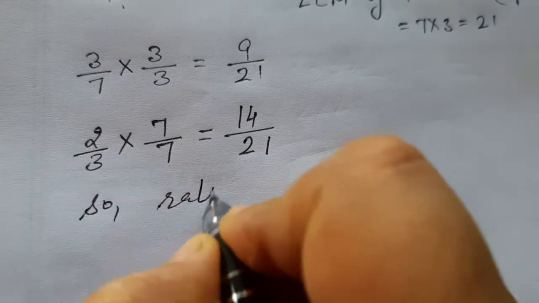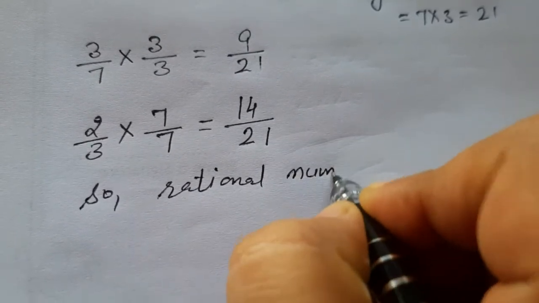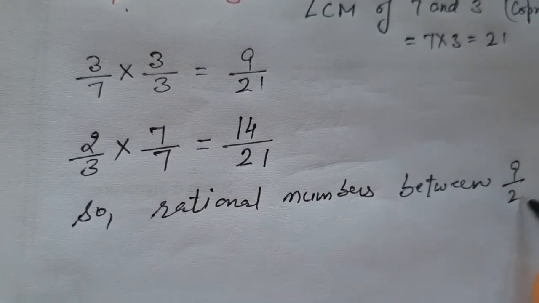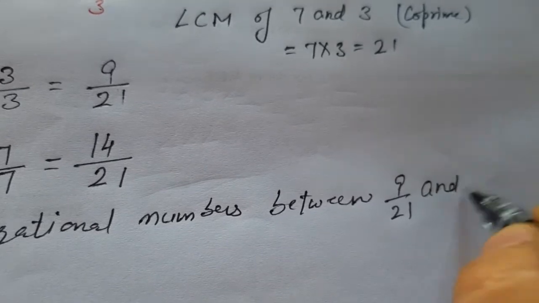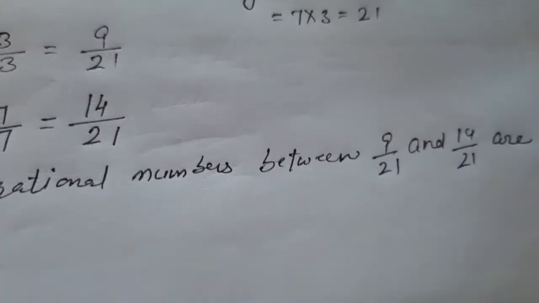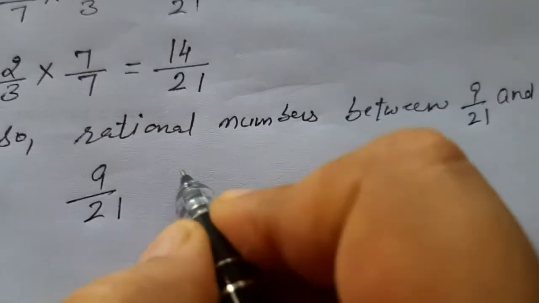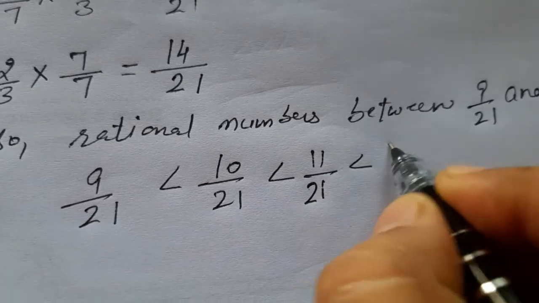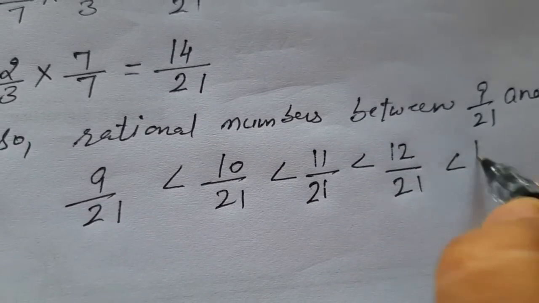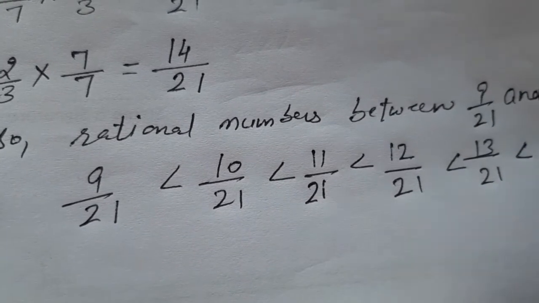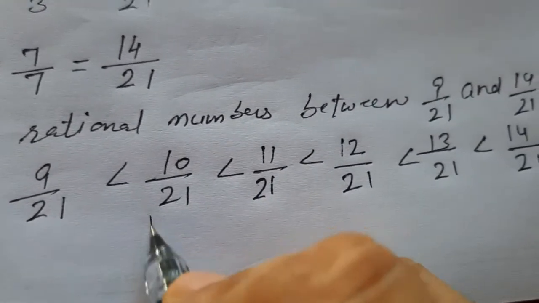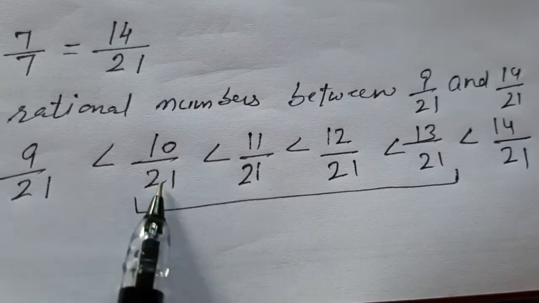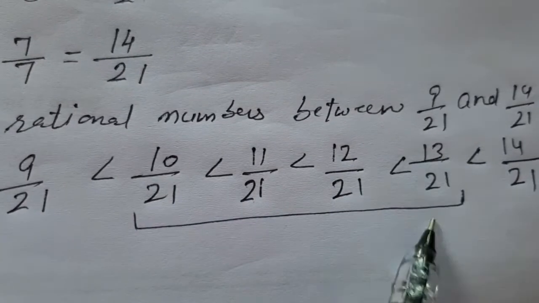So rational numbers between 9 by 21 and 14 by 21 are, what will be it? 9 by 21 less than 10 by 21 less than 11 by 21 less than 12 by 21, 13 by 21 less than 14 by 21. So these are the rational numbers in between these two rational numbers. 10 by 21, 11 by 21, 12 by 21, 13 by 21.